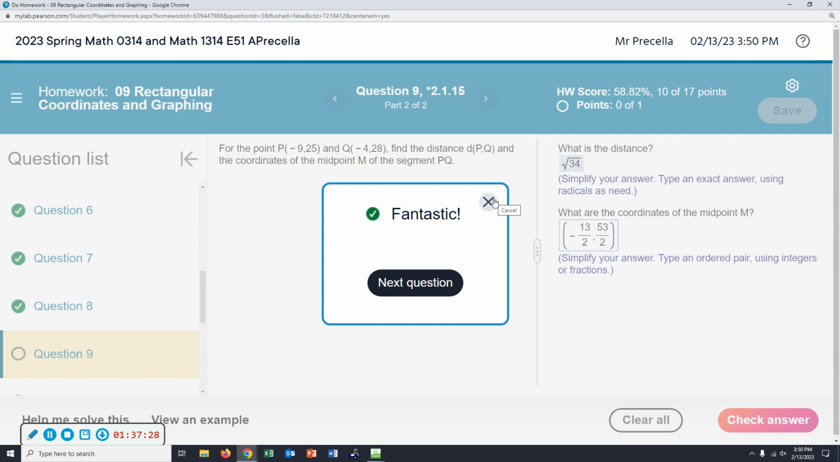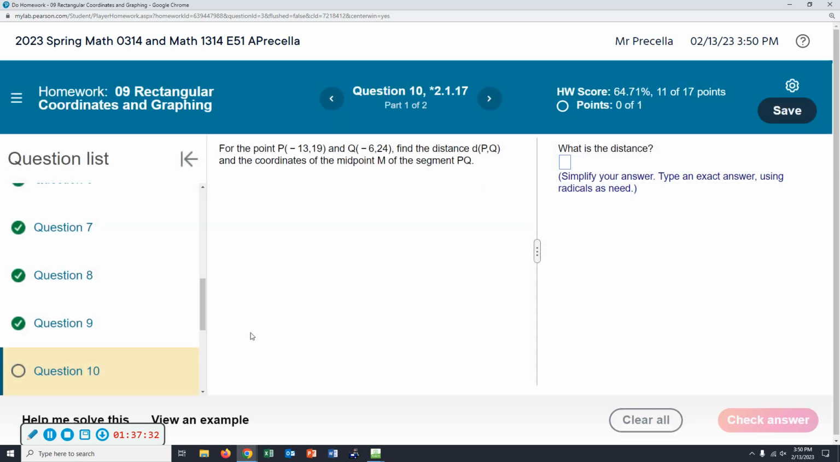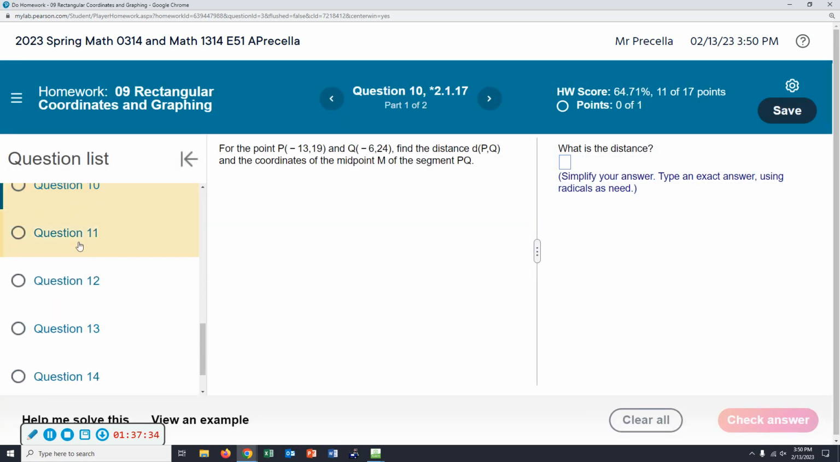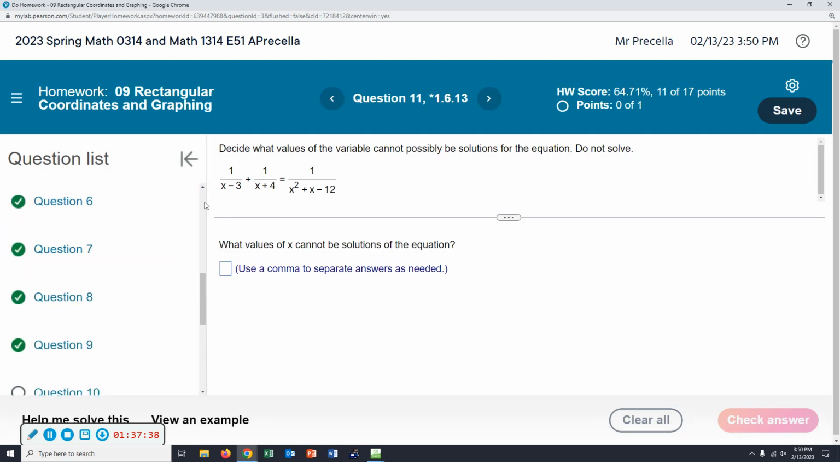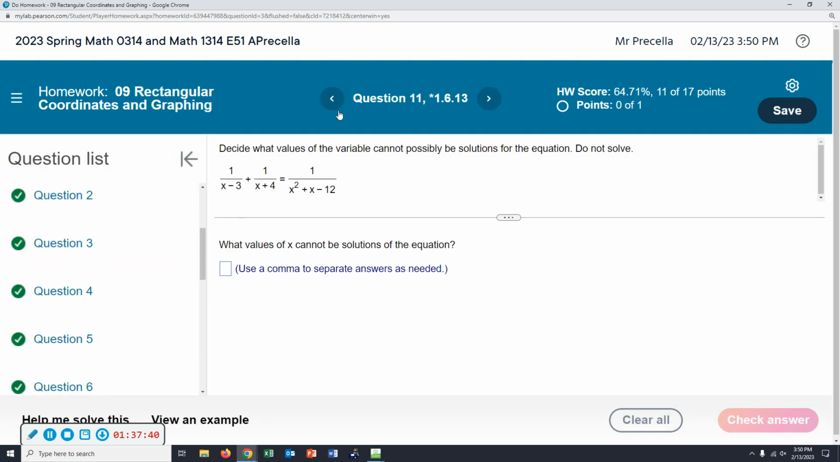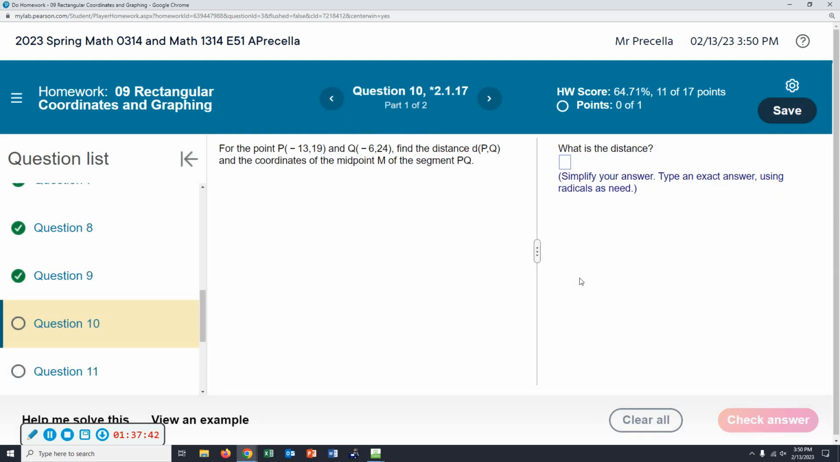What time is it? Let's do one more. If I'm correct, starting with number 11, it's just a review from other stuff. Yeah, so let's do number 10, just so you see two of these distance midpoint problems. Oh, okay, this one has negative numbers in it too. Good.